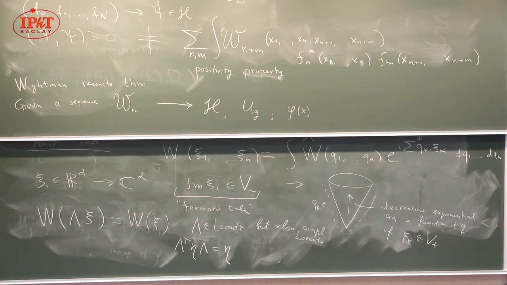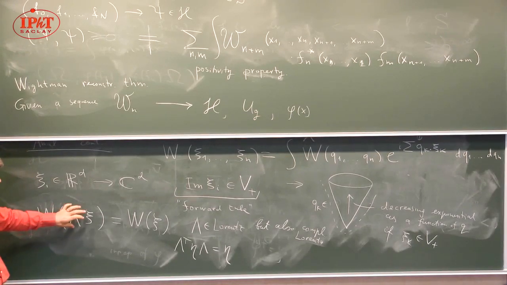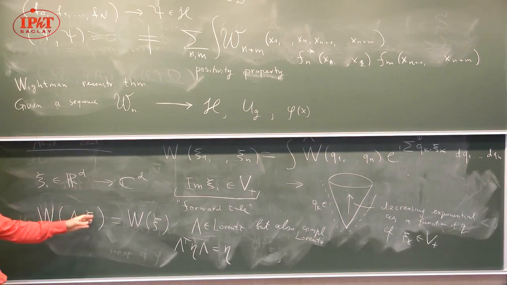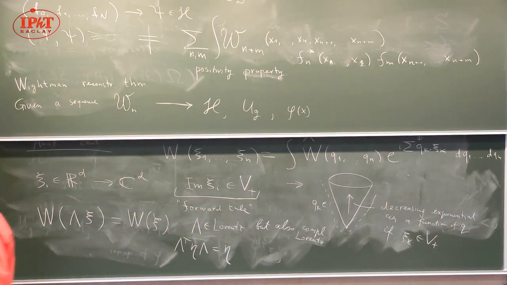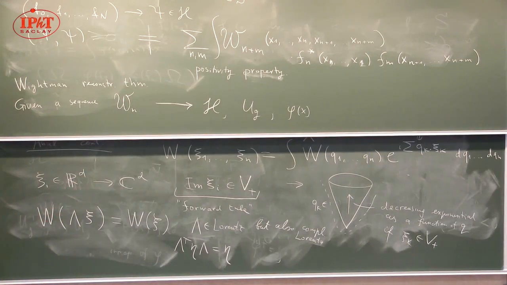Now you can play various games which people have played with a lot of glee in the 60s. You can say, well, I have these lambdas which are complexified, and I act with them on x's. So xi lies in the forward tube. If I act with a complexified Lorentz transformation on xi which lies in the forward tube, actually you may get some other xi which is not in the forward tube. So you can use this equation to analytically continue W to an even bigger domain, which is called the extended tube. And so you can try to find the biggest region where W is going to be analytic.